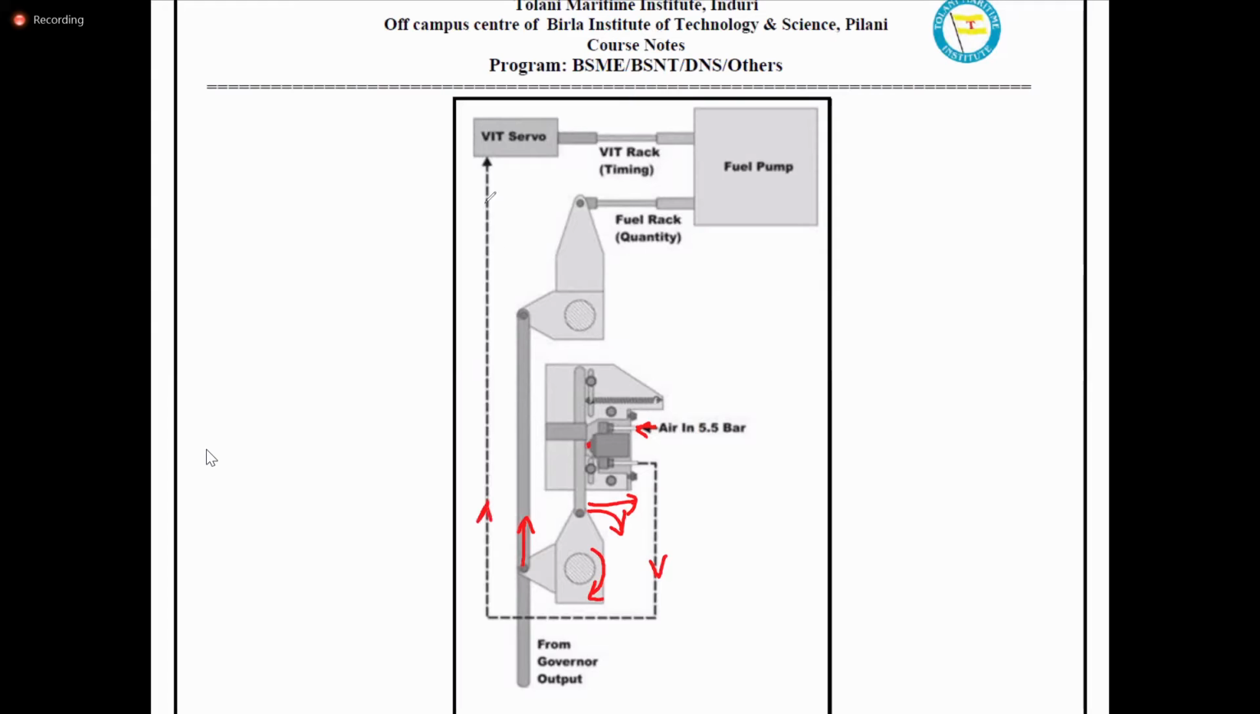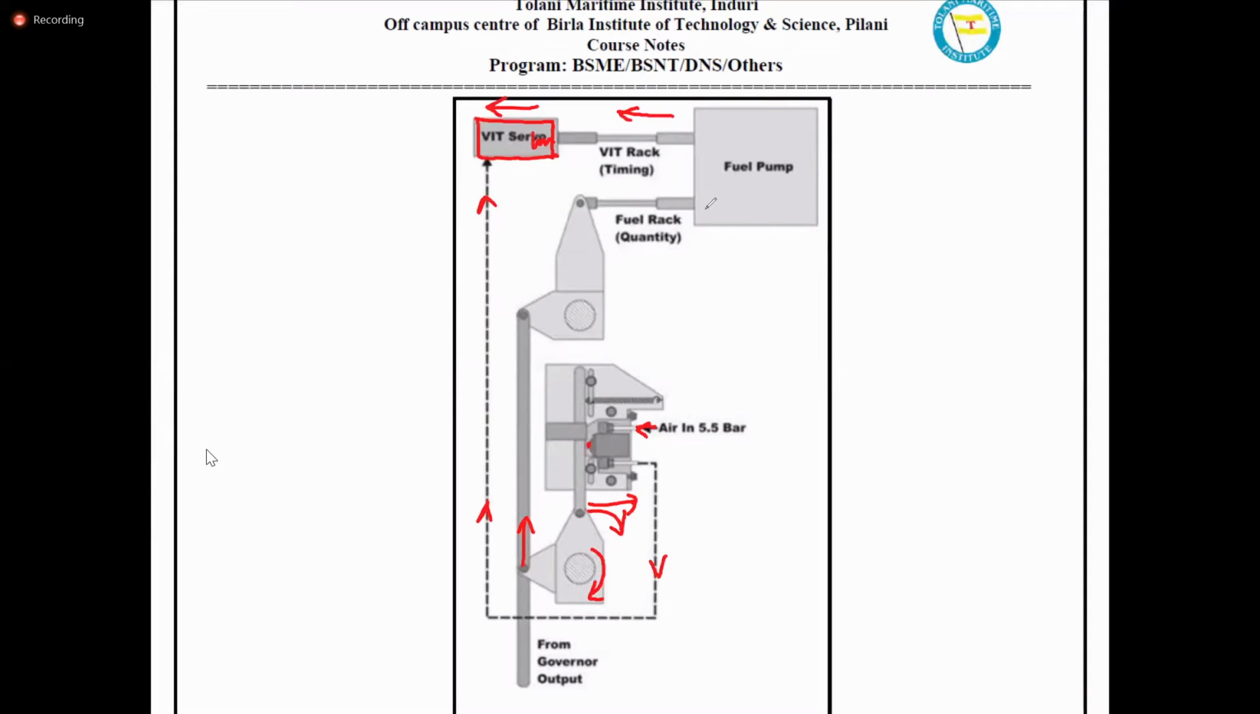When lesser air is able to go out, the VIT servo is nothing but a pneumatic cylinder. On the other side, you may have a spring. So when the air pressure reduces, it will pull the VIT rack out. In other words, it is advancing the fuel injection timing. When the rack is being pulled out, it's bringing the barrel down and advancing the fuel injection timing.